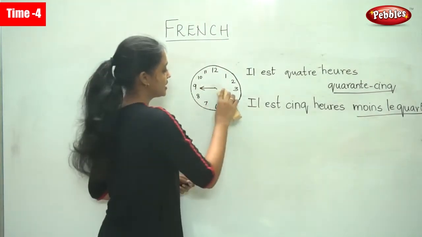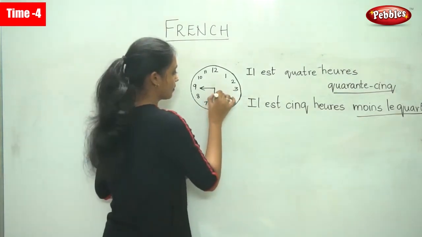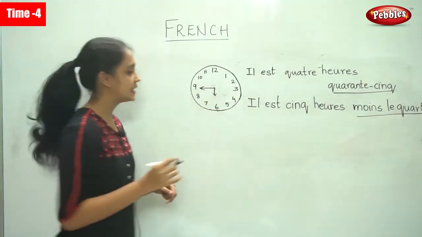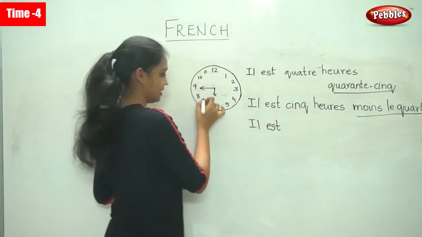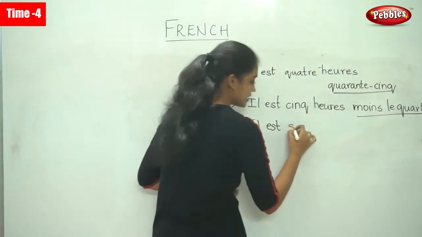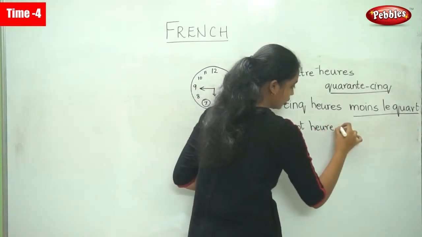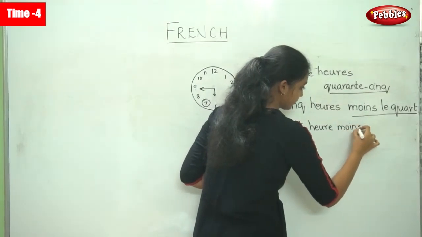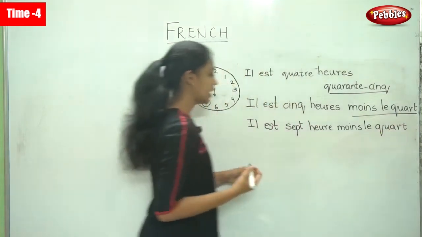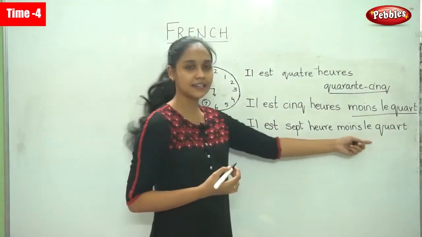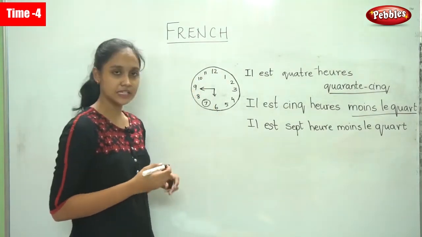If the time is 6:45, how do you say it then? Il est, you move on to the next number, 7h moins le quart. Il est 7h moins le quart. 7 hours minus 15 minutes.